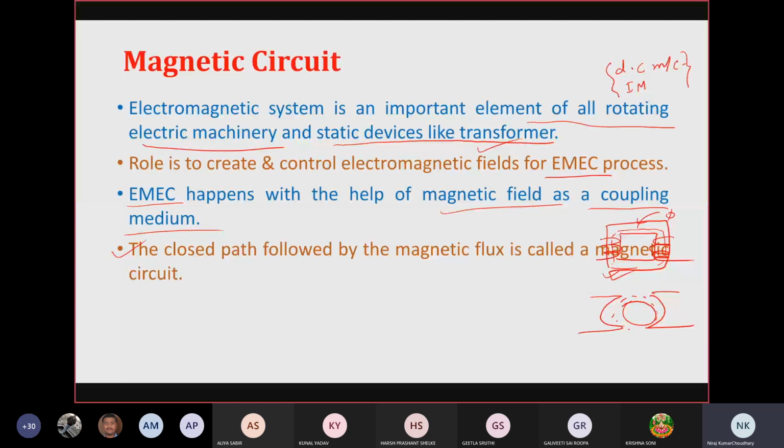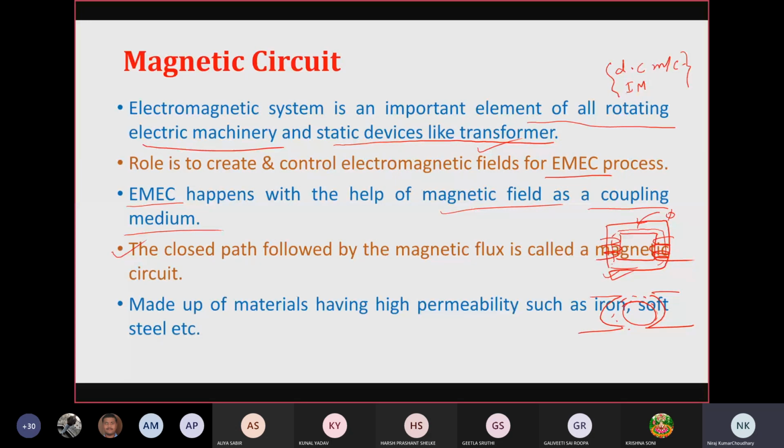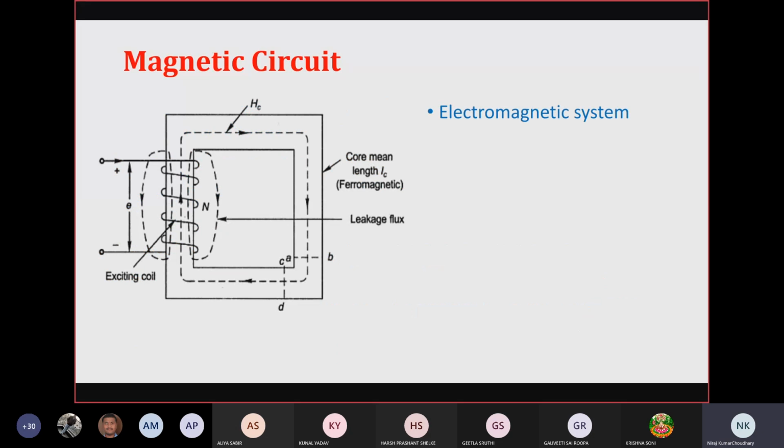Now, this magnetic circuit can be made up of materials having a higher value of permeability, such as iron, soft steel, etc. तो ऐसा नॉर्मली ऐसे मैग्नेटिक मटेरियल का यूज किया जाता है which has a higher value of permeability, right? Because magnetic materials having a higher value of permeability will offer less reluctance. ठीक है, reluctance will be less for a magnetic material having high permeability, and if reluctance is less, this will imply that flux will be more, right? तो मेन वही है कि फ्लक्स should be more in any magnetic circuit, right?